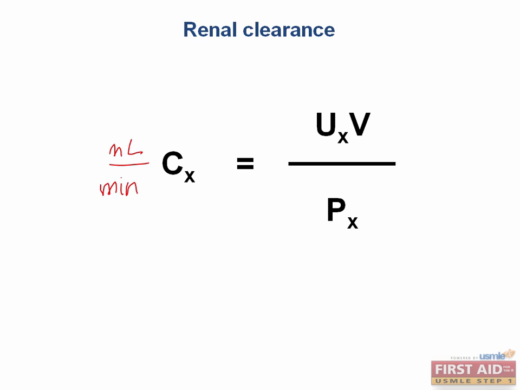Let's say that after infusing drug X into a patient's blood, we come back an hour later to find that the plasma concentration, in this case Px, is very high. What do you think this means?